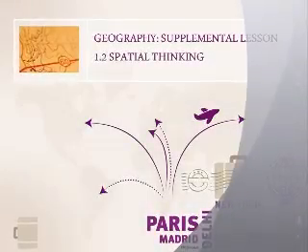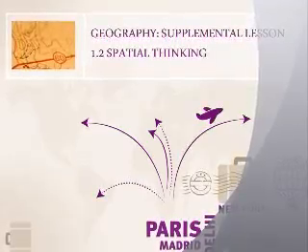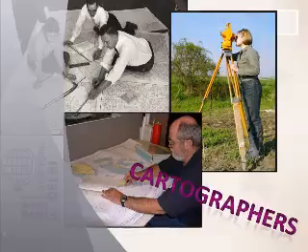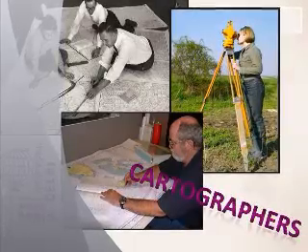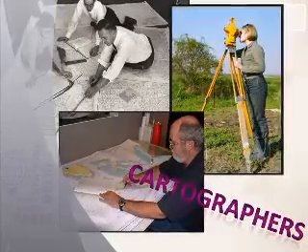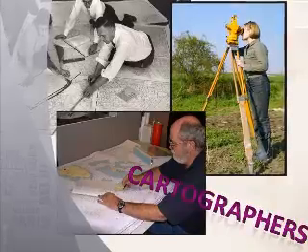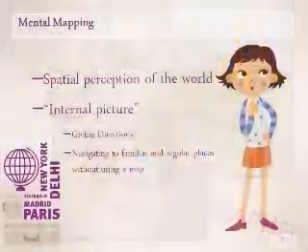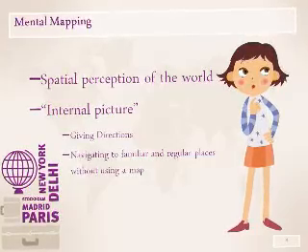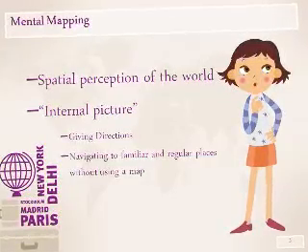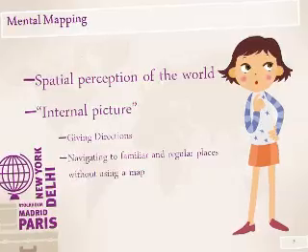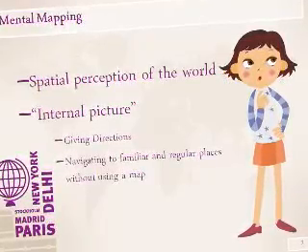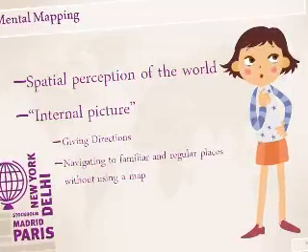This is a summary of Geography Lesson 1.2, Spatial Thinking. While cartographers busily work to make us maps for our daily use, updating them as boundaries and location identifiers change, we are creating our own maps based on what we see and experience in our own heads. We call this mental mapping. From the standpoint of geography, a mental map is an internal rendering of an individual's known world, or our spatial perception of the world. We can think of this as an internal picture.